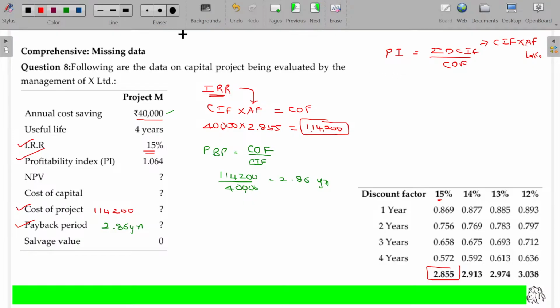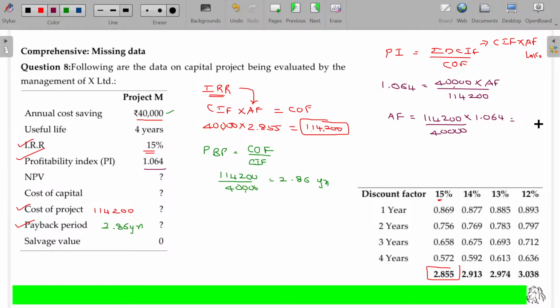Now substitute the values here. PI being 1.064. This cash inflow being 40,000, which is the cost savings. I need to find out the annuity factor, which is the missing data. Cash outflow in this case being 1,14,200. So annuity factor in this case is equal to 1,14,200 into 1.064 divided by 40,000.